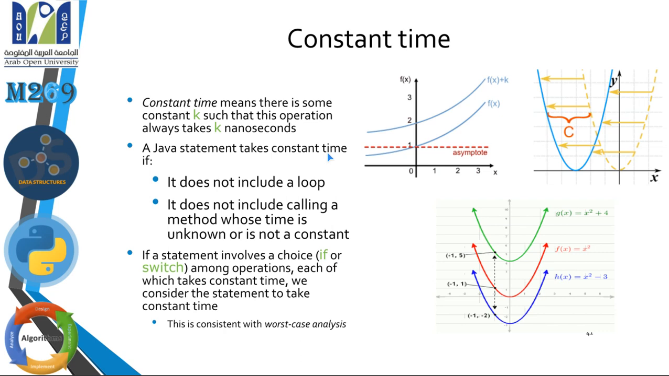It might be related to the operating system. It might be related to the capacity of the RAM, the speed of the processor, how many tasks you are running now on your machine. So many factors are actually affecting the constant. That's why we consider it as a constant, but we don't consider it in our big O notation.